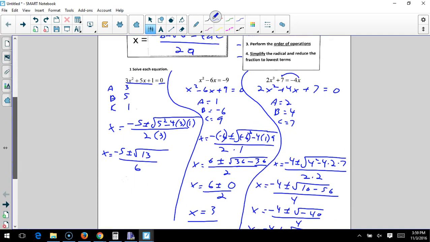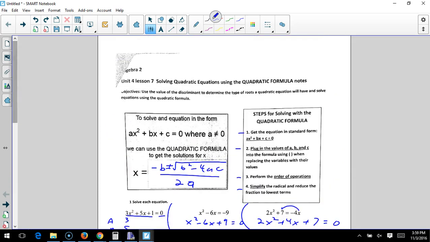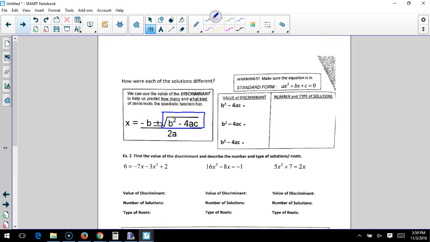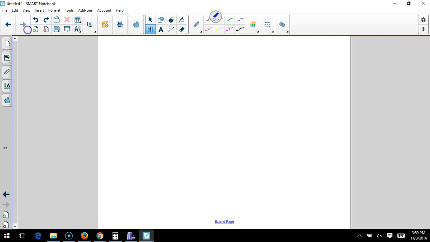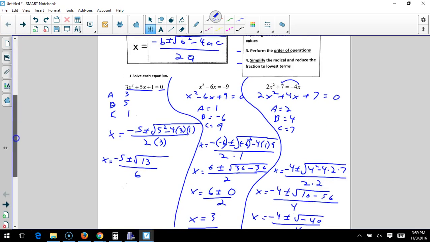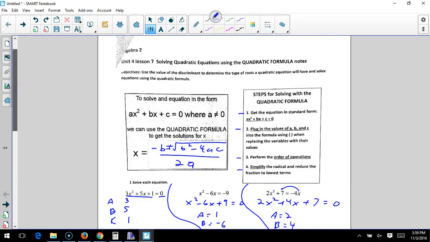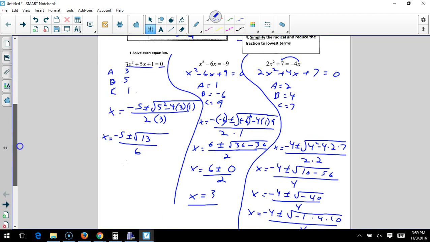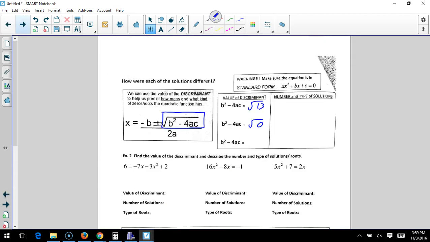So, on the first one, we have radical 13. For the second one, we have square root of 0. And for the third one, for the third one, we had the square root of, well, actually, from the very get-go, negative 40, before we simplify. Well, notice, for the first one, there were 2 solutions, plus or minus that number. For the second one, there was only one solution. And for the last one, there were none, because it was above or below the x-axis.